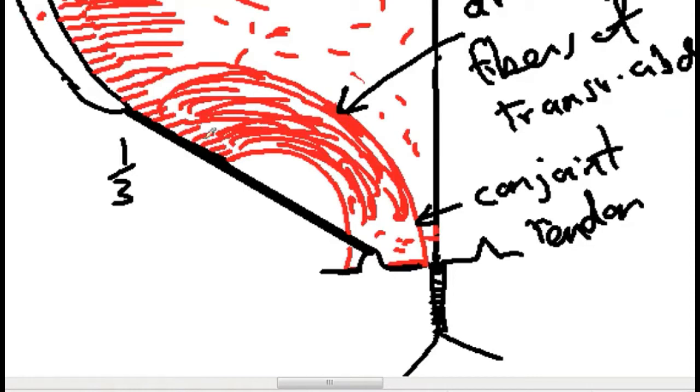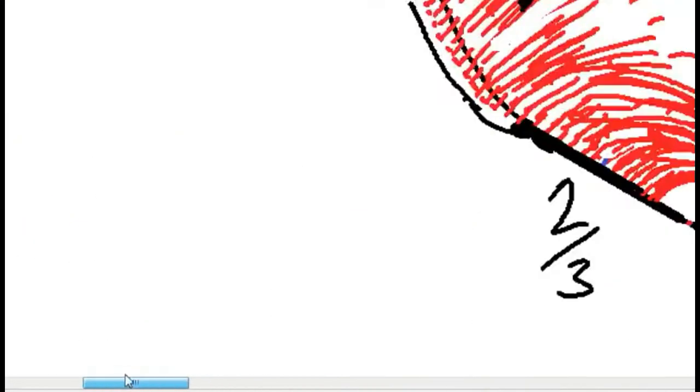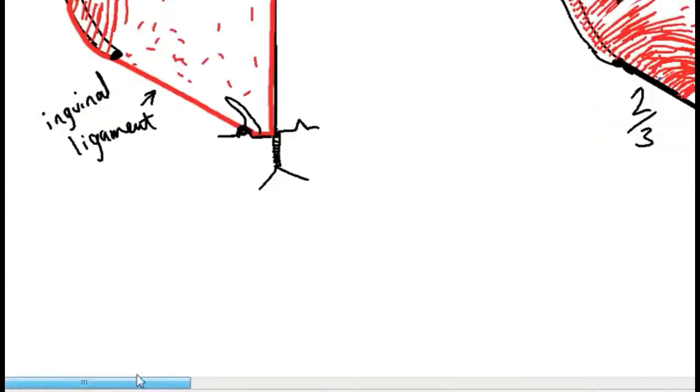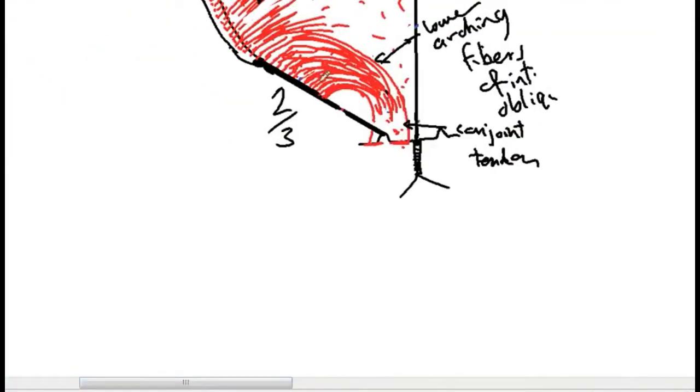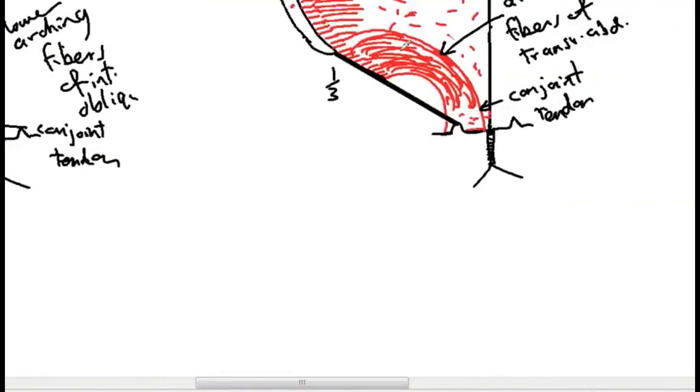Also, between the arching fibers of transversus abdominis and the inguinal ligament, we have this space called the inguinal canal. So in the area of the inguinal canal here, look here, this is the region of the inguinal canal. We have the aponeurosis of external oblique muscle, arching fibers of internal oblique, arching fibers of transversus abdominis, okay?